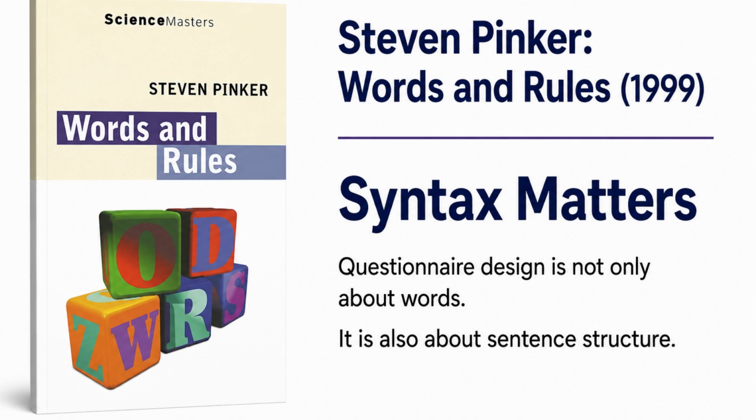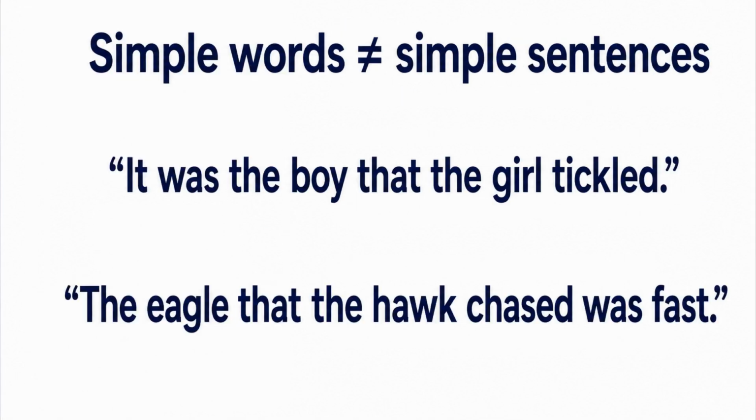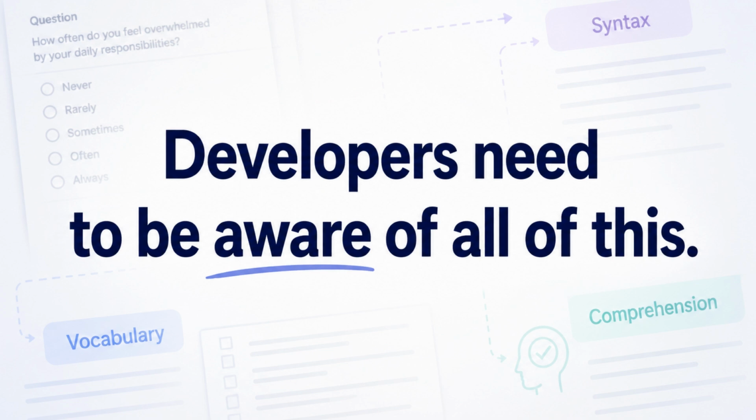Steven Pinker, in Words and Rules, 1999, makes an important point about syntax in questionnaires. The structure of questionnaires needs to be simple. People living with a cognitive impairment may have difficulties with complex syntax, even when the vocabulary is easy to understand. For example, Pinker states that people with Parkinson's disease might find it difficult to decode utterances, such as, "It was the boy that the girl tickled," and "the eagle that the hawk chased was fast." Therefore, developers of instruments need to take advice such as this into account.